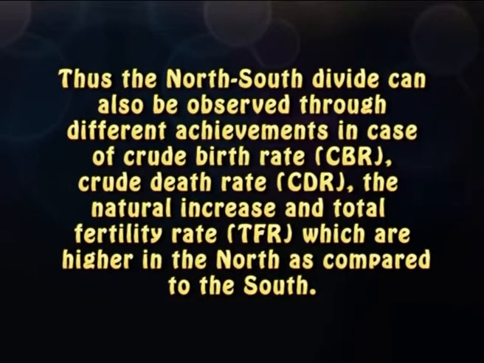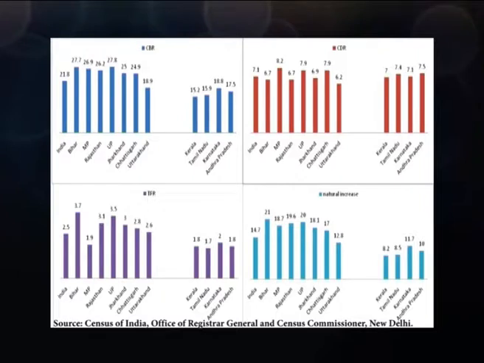High growth of population within the north is due to their slower achievements of population growth. Thus, the north-south divide can also be observed through different achievements in case of crude birth rate, crude death rate, the natural increase and total fertility rate, which are higher in the north as compared to the south. These differences can be clearly seen from this figure. The figure speaks its story in itself. The demographic divide between the north and south is quite clear.